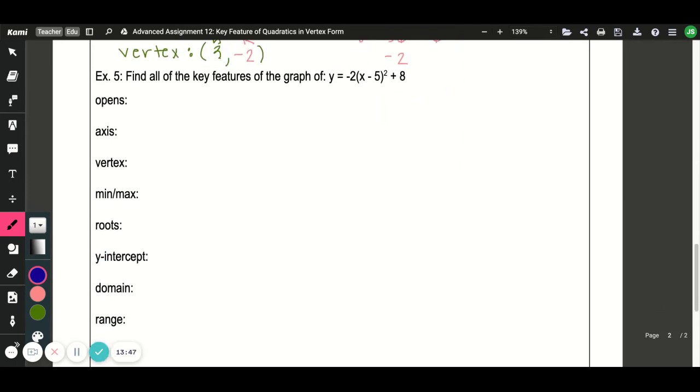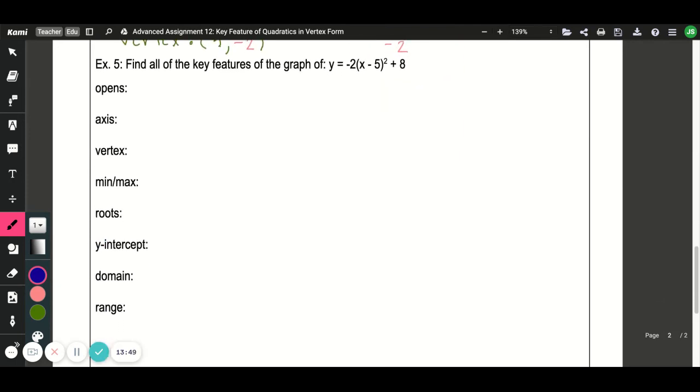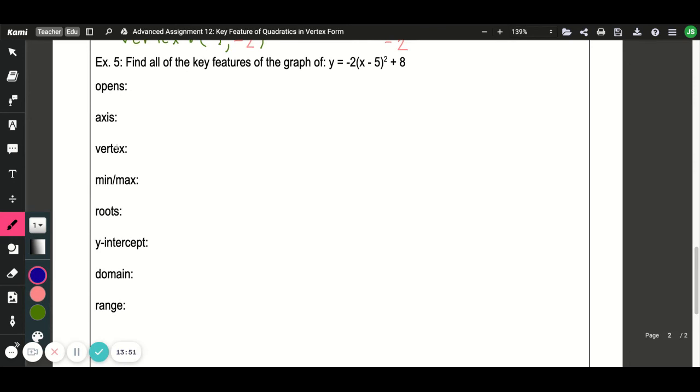Our last example is we're going to find all of the key features. So these should look familiar. These are the same ones that you did before. Find all of the key features for that parabola. Now here's the thing. Before we had to do some work to find the axis and we had to do some work to find the vertex. Now we don't. They're just there. But we now have to do some work to find the y-intercept, which we didn't before. So kind of a trade-off.